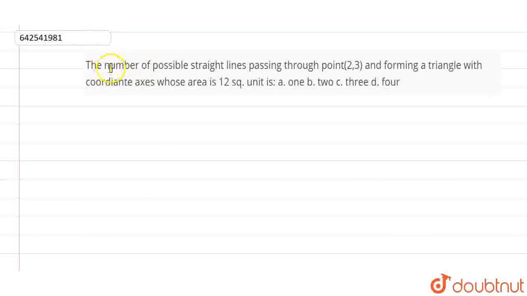Okay, so the given question here is: the number of possible straight lines passing through the point (2, 3) and forming a triangle with the coordinate axes whose area is 12 square units.